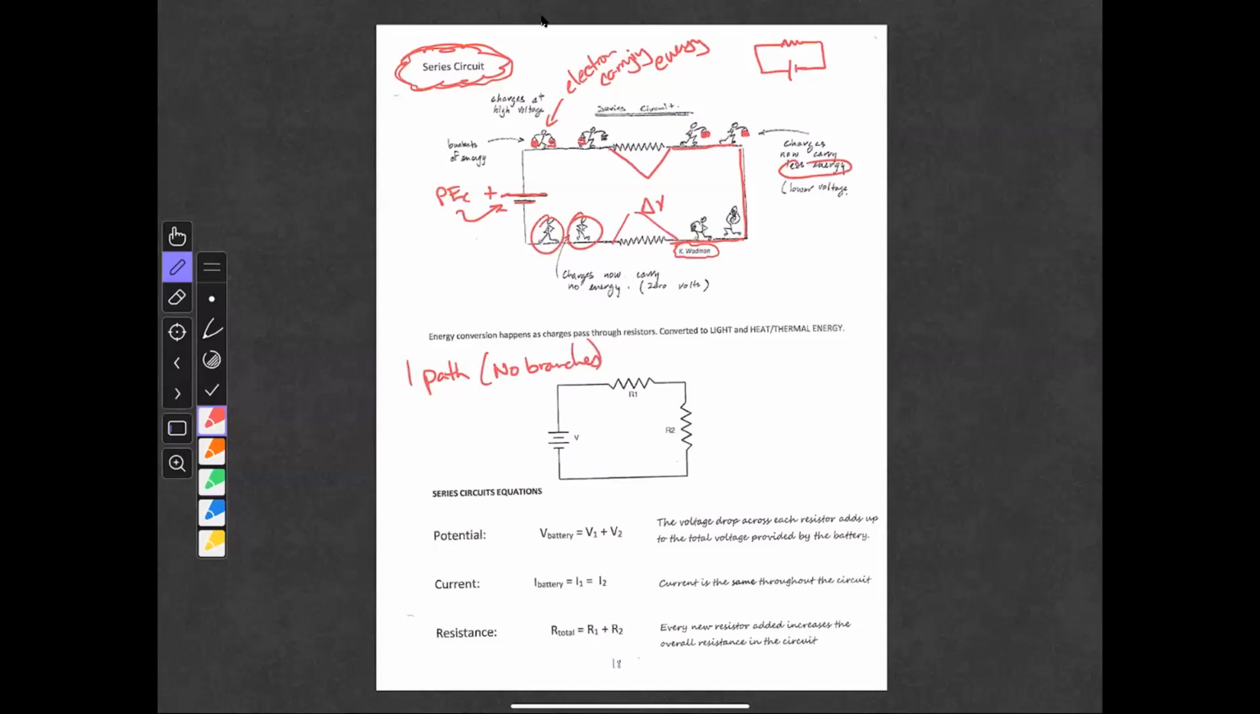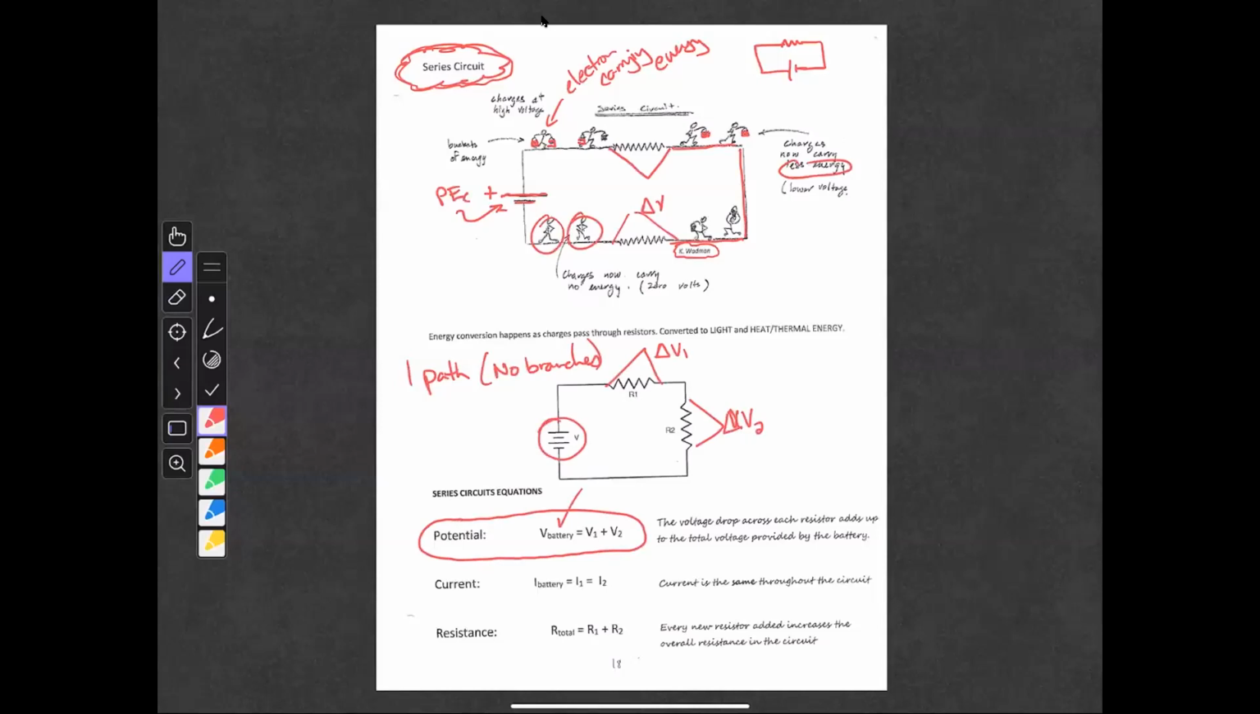There can be one or more batteries represented here, and the key idea, according to Kirchhoff's voltage or loop rule, is that the voltage drop at R1 plus the voltage drop at R2 has to add up to the total of the battery. We've examined that in lab and now through the video.